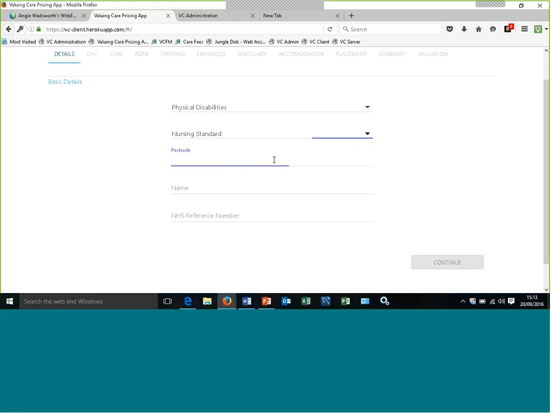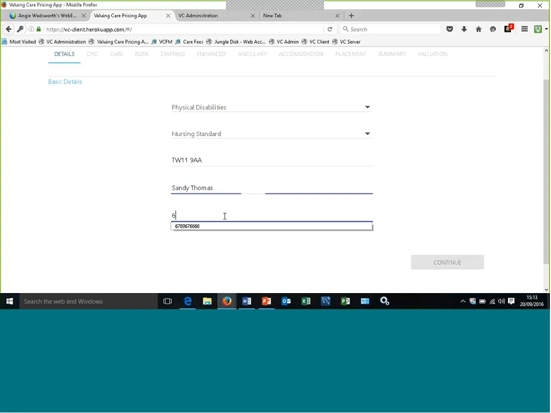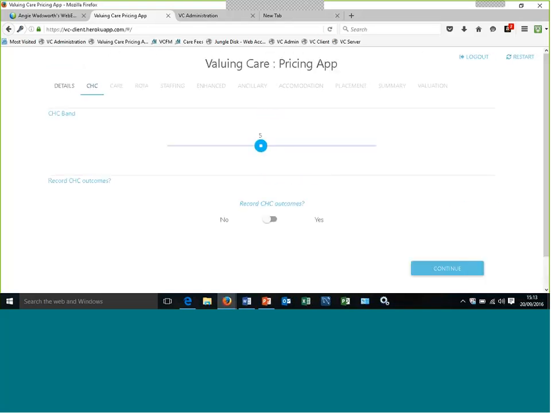The system will ask you for a postcode of the service user and for an identifier. So I'm going to put in my name, my patient, and then their reference number. That's an NHS reference number, and the system knows when you have enough digits, so you'll see the continue button come up.